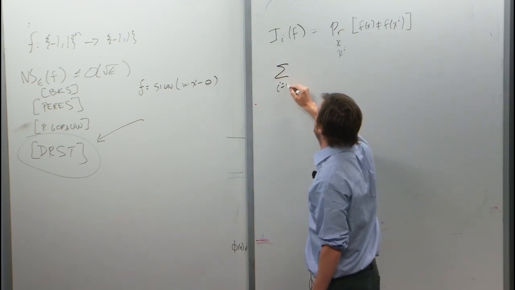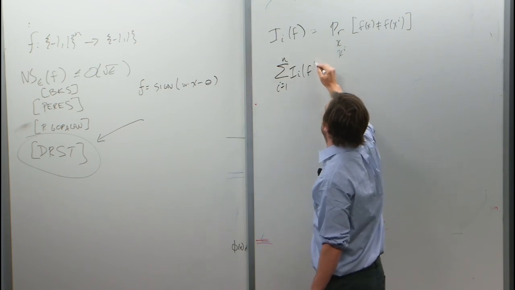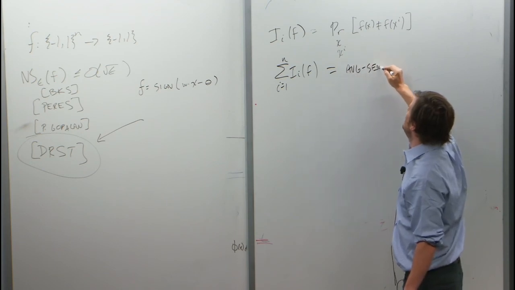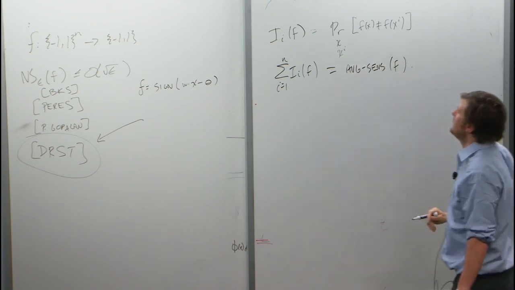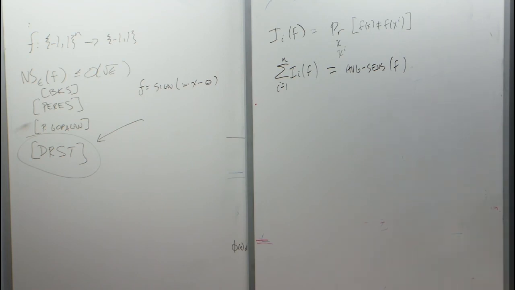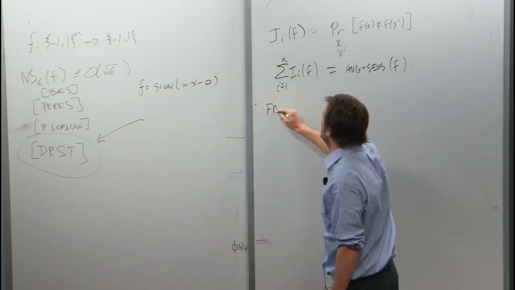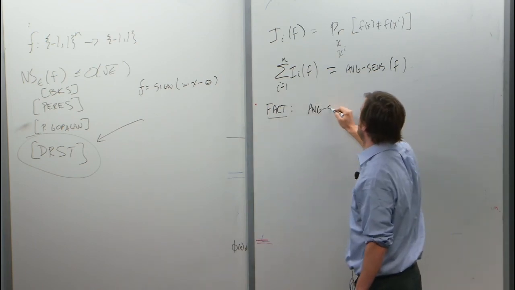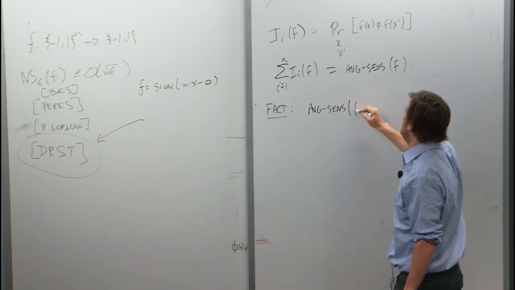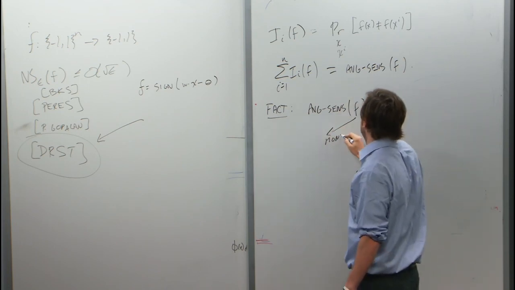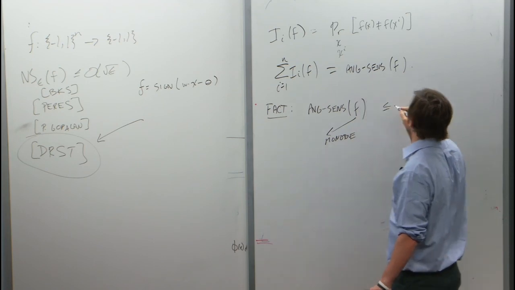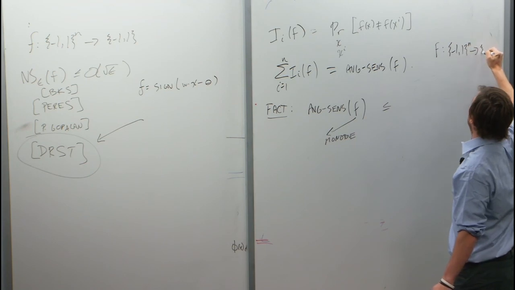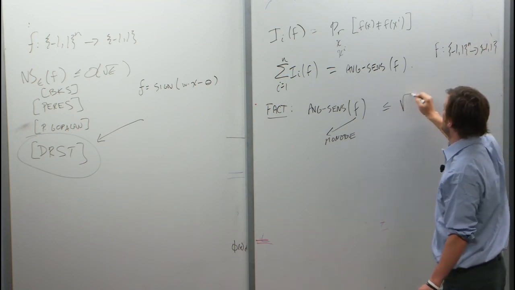And the sum of all the influences, I'm calling the average sensitivity of f. And I guess the one fact that I'll need is that the average sensitivity of f, where f is a monotone function on n variables, is at most square root of n.